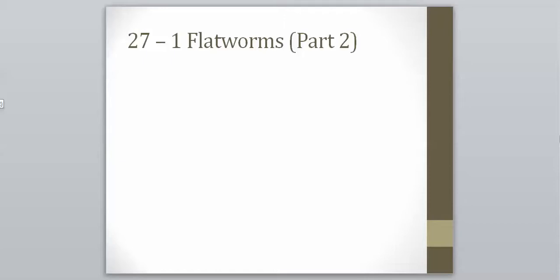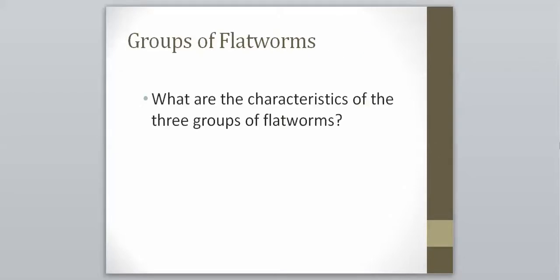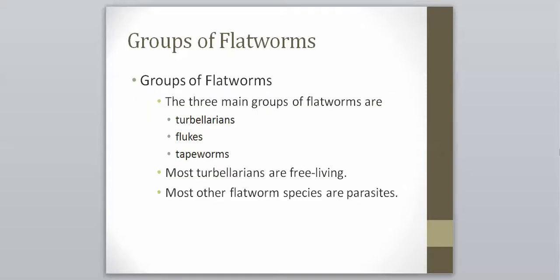We're continuing on with chapter 27 section 1 with the flatworms, and we got all of the defining features of this group. So now we're going to look at what are the characteristics of the three groups that make up flatworms. There are three groups within our flatworms: turbellarians, flukes, and tapeworms. Most of the turbellarians are going to be free living, and this is just going to represent a smaller population because most other flatworm species are parasites. So besides that first group, almost all of our flatworms are going to be parasitic.